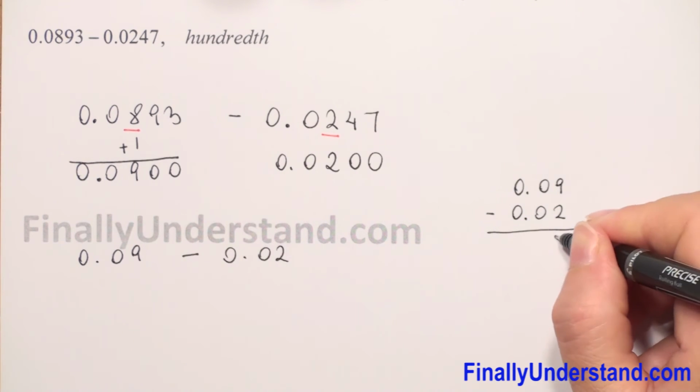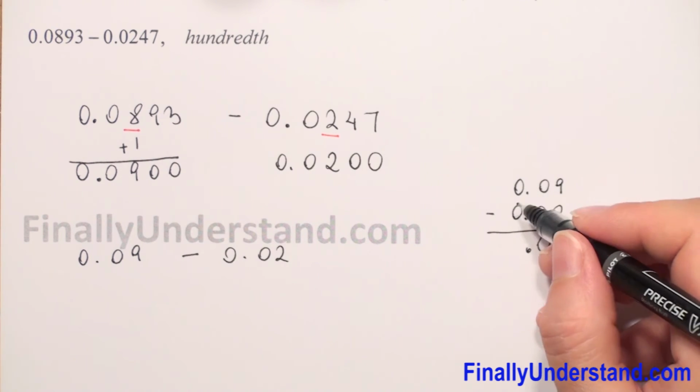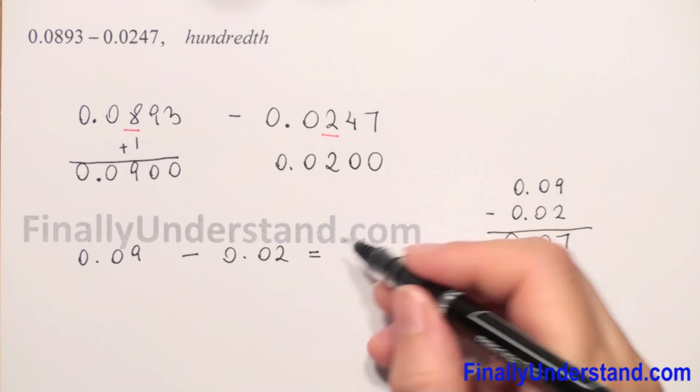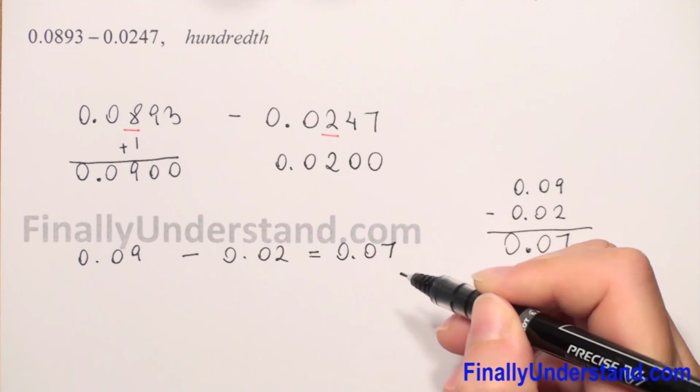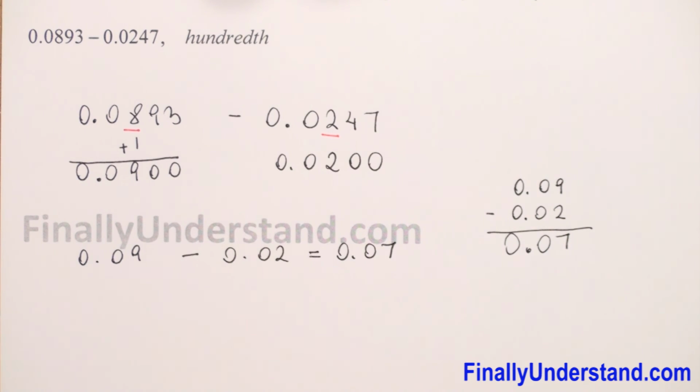Now we start from the last column. 9 minus 2 is 7. 0 minus 0 is 0. We copy the decimal point exactly in the same column. 0 minus 0 is 0. So we have the solution 0.07. So we can write that the estimated difference is 0.07.